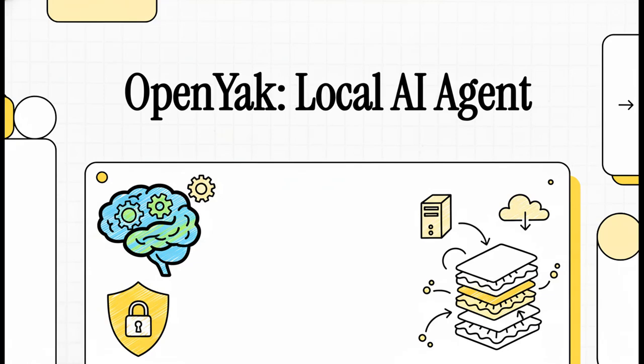All right, let's jump right in. Today we're doing an architect's overview of this new tool, OpenYak. The requirement here is pretty simple. We need to understand the stack. And the whole point is that it's an AI agent designed to run directly on your local machine. So let's break down how it's built.